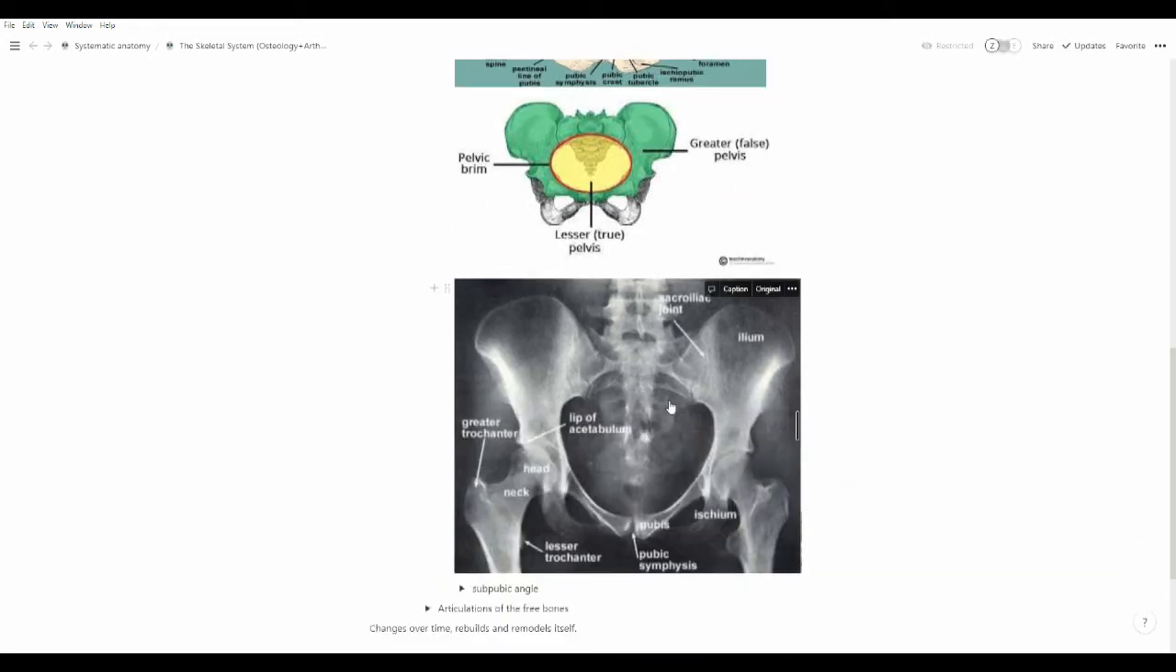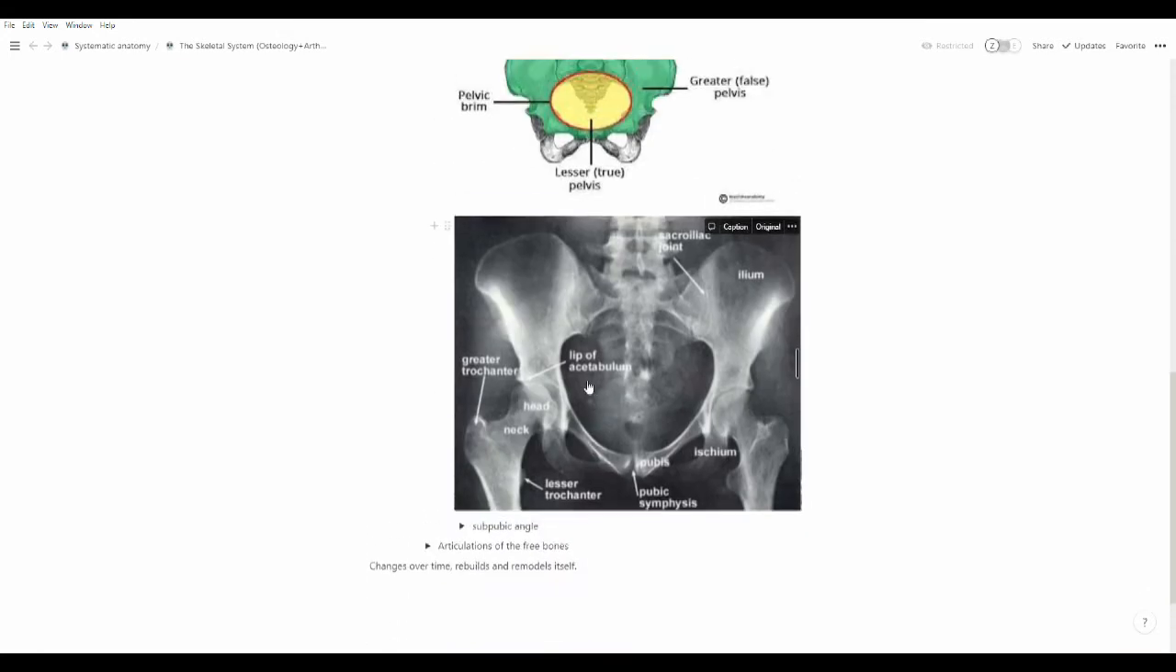And here's another look at it from an x-ray. Here we have the pubic symphysis. We also have the pubis, this part. Here's the ilium, ischium. Those are all parts of the hip bone. Very simple. Sacroiliac joint, the joint between the sacrum and the ilium. I've already mentioned that up there.